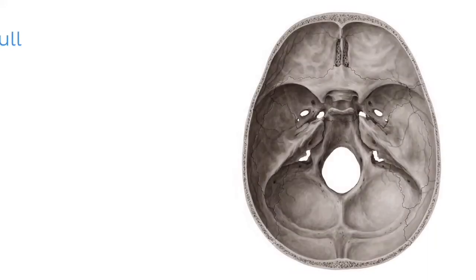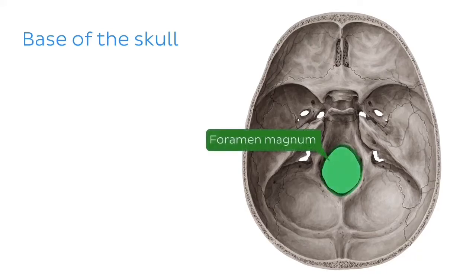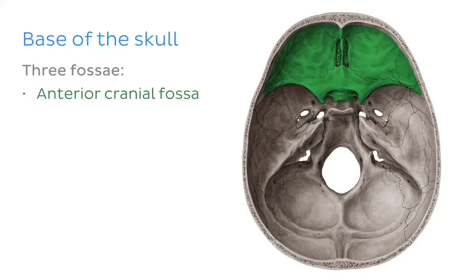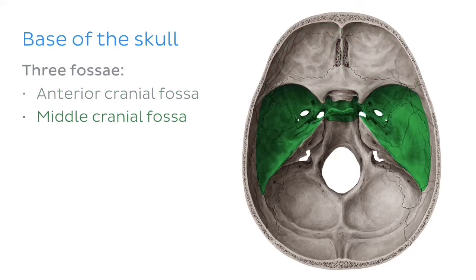Looking now from a superior view at the base of the neurocranium, we can see that there's a lot going on. There's lots of foramina, which are holes in the cranium through which arteries, veins, and nerves pass, in addition to spaces which are known as fossae. And the most notable of these foramina, of course, is probably this one here, which is the foramen magnum, which we mentioned earlier. The bones that make up the floor of the cranial cavity can be divided quite nicely into 3 fossae, and these are the anterior, middle, and posterior cranial fossae.